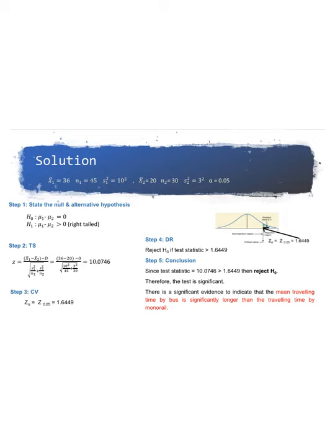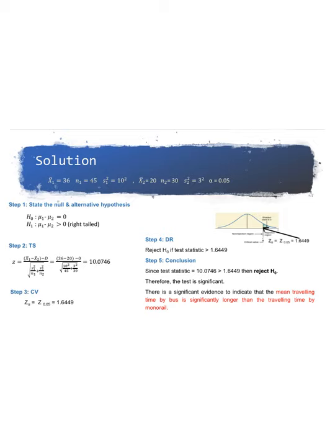Okay, so our H0 is mu1 minus mu2 equals 0. H1: mu1 minus mu2 is greater than 0. So this one is right tail. Okay, so tadi memang soalan tanya kan, bus greater than monorail. Okay, secara logik ni pun biasa monorail lagi cepat. That's why kita buat sign greater. Okay, so our test statistic, substitute into the formula, we get 10.0746. Okay, and then our critical value, since this one is z and right tail, so critical value kita adalah z alpha. So alpha kita adalah 0.05, so we get 1.6449.